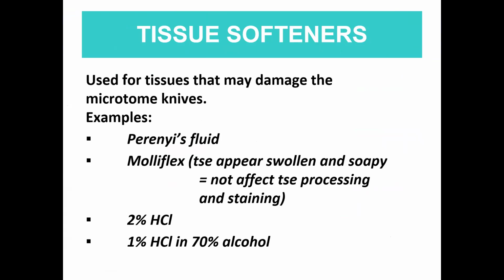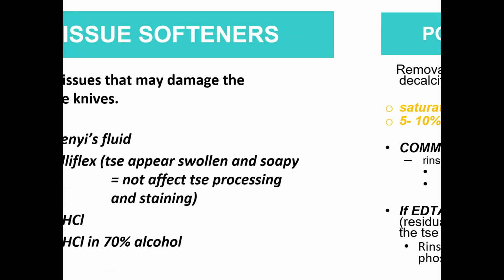You can also use tissue softeners, which are used to prevent damage to the knives of your microtome. Examples are Perenyi's fluid and Molliflex, with which the tissue appears swollen and soapy. However, it does not affect tissue processing and staining. You also have 2% hydrochloric acid and 1% hydrochloric acid in 70% alcohol.